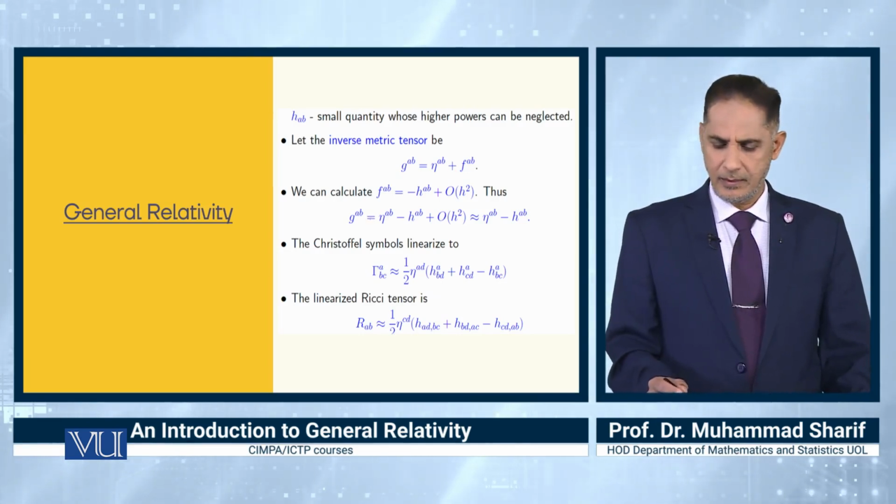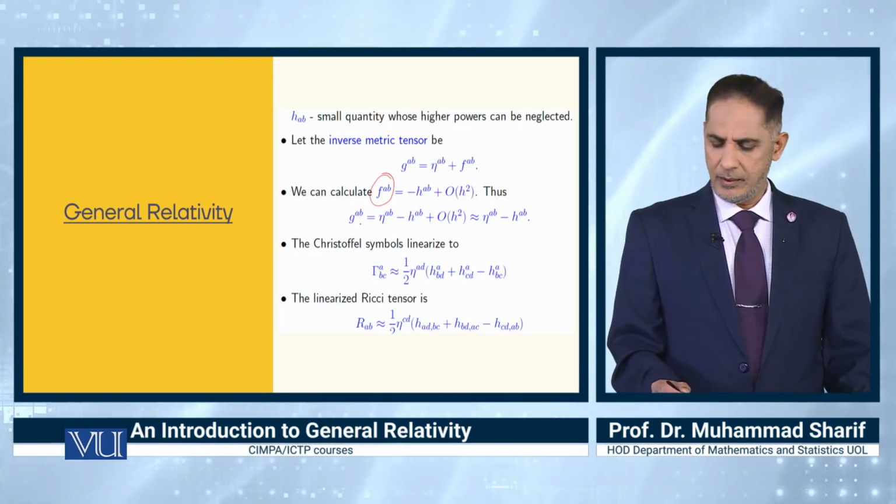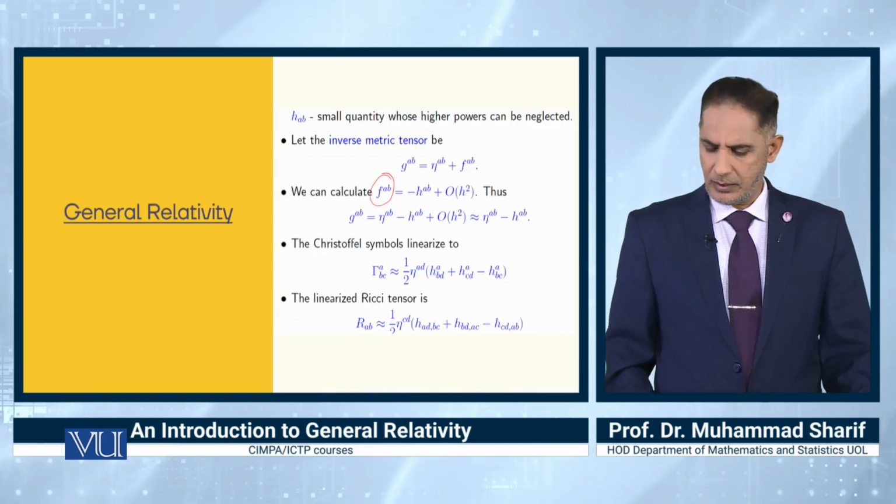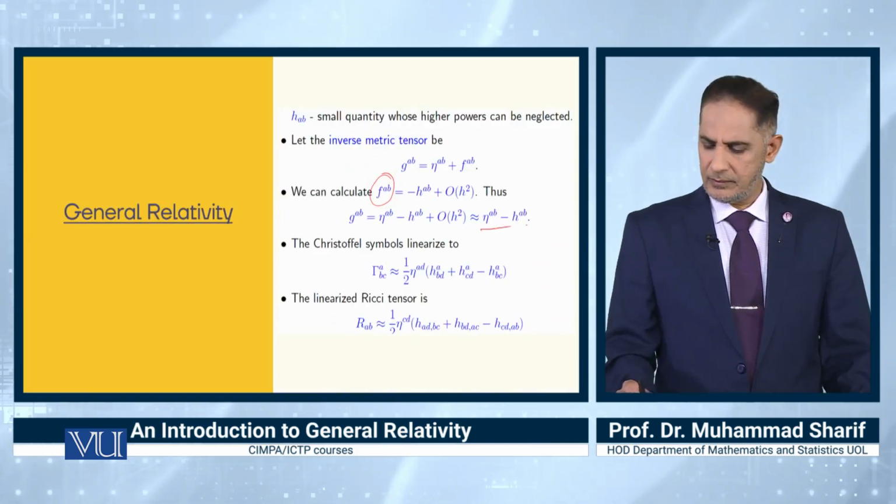Here, this function can be calculated, and when we insert this function into this, then we have the inverse of the metric tensor. So, we can always calculate this. This is the inverse of that.